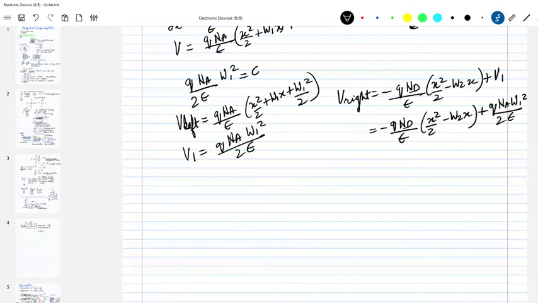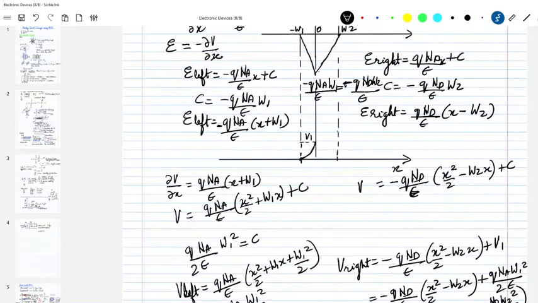Now I can take q and epsilon common, and then I can also take N_D common. Then what do I have? x square by 2 minus W2 x, and this term would become minus, and I would have N_A divided by N_A. So N_A square W1 square will be N_D square W2 square, so you will be left with N_D W2 square by twice of N_A. Okay, so this is going to be V right, and it will go like this, and then it will be flat. So this is voltage.